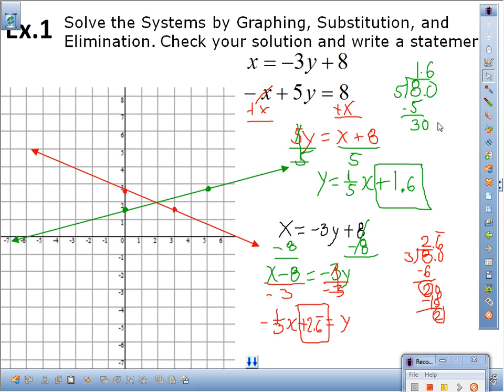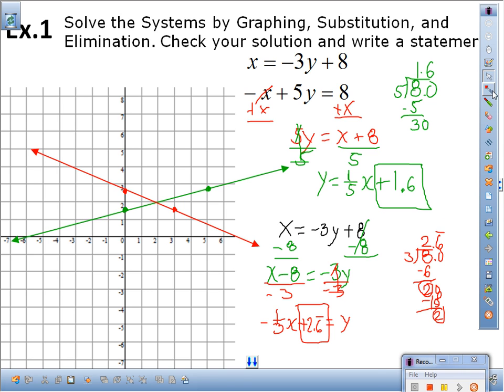Okay, so let's look at the steps for graphing. We solved both equations for y and write it in slope-intercept form. Did we do that? We graphed both lines. Did we do that? Yes.